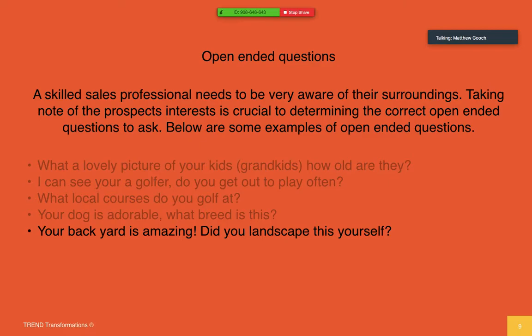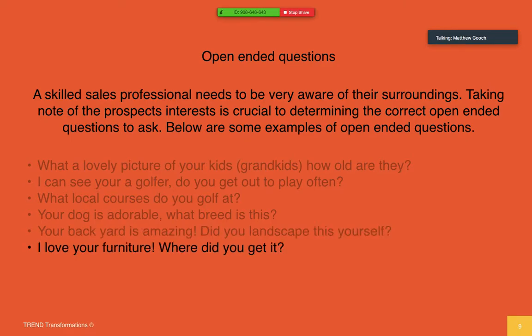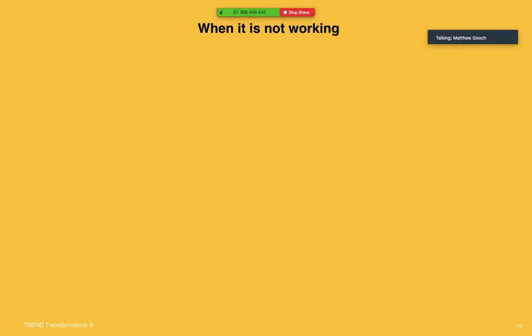Your backyard's amazing. Did you landscape this yourself? Again, I took this from my own personal experience. My first home that I ever bought had a horrible backyard, so I invested tons into the backyard and always loved when people would comment about it, and I would just open up and ramble about it, because I was proud of my backyard. So that's a nice hot button that you can bring up that will sometimes get someone opened up and talking. I love your furniture. Where did you get it? Again, just talking about anything that you can notice and observe where you may have a good connection point and can have a conversation with them is really what we're looking for here.